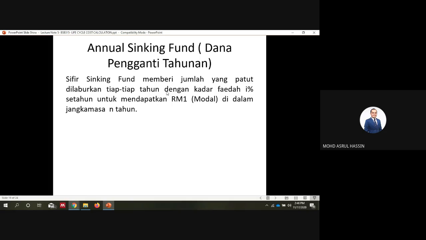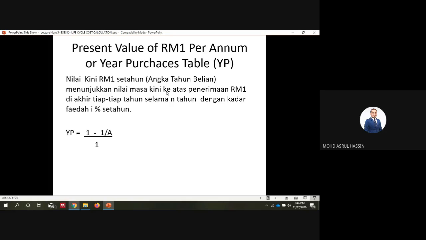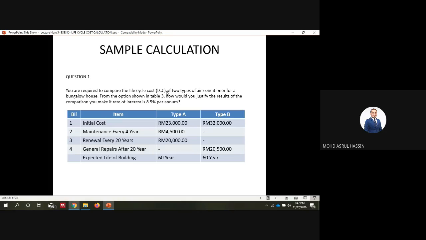Okay, annual sinking fund, CV sinking fund memberi jumlah yang patut dilabur tiap-tiap tahun dengan kadar faedah I% setahun untuk mendapatkan RM modal di dalam jangka masa N tahun. Okay, jadi ini kita nak kumpulkan duit lah. Berapa banyak kita nak. Okay, present value of RM1 per annum of year purchase, YP. This example of YP, 1 divided by A, and then 1 minus 1 per A and divide by I. Okay, dia sample calculation for your tutorial.